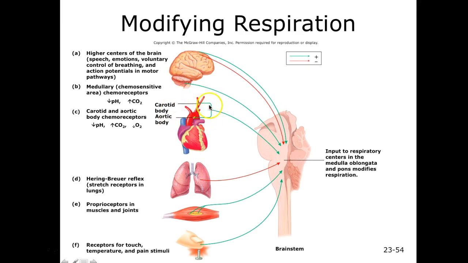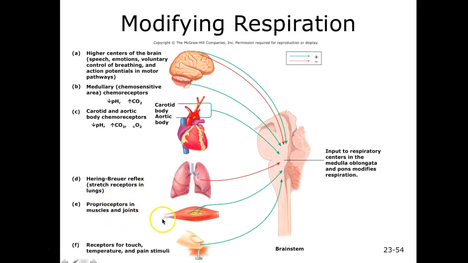We also have our carotid and aortic body chemoreceptors that are not only keeping an eye on the pH and carbon dioxide, but they're also monitoring our oxygen levels. So anytime they see a shift, they will cause a change. And we're going to talk about some of these changes in a moment. We also have the Hering-Breuer reflex, I'm not even sure if I'm pronouncing that right, in which we have in our lungs some stretch receptors so that we don't overinflate our lungs, and will reduce respiration if necessary.